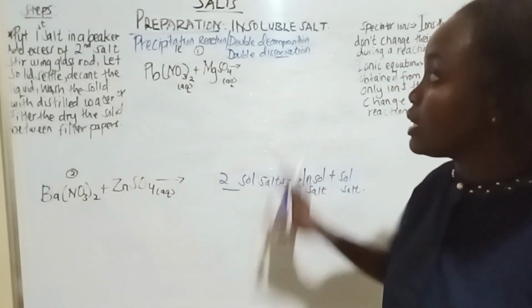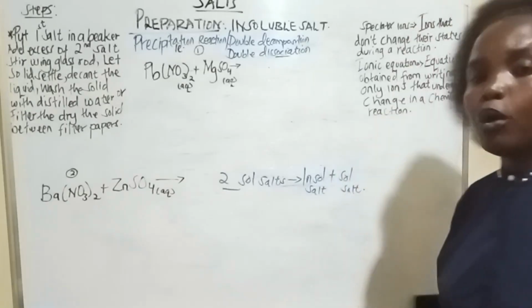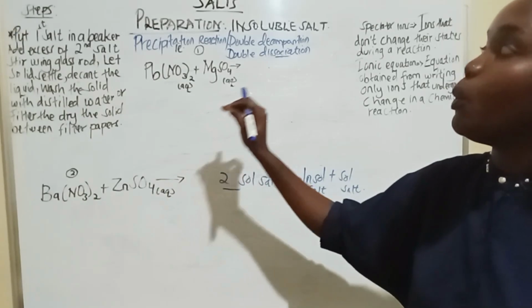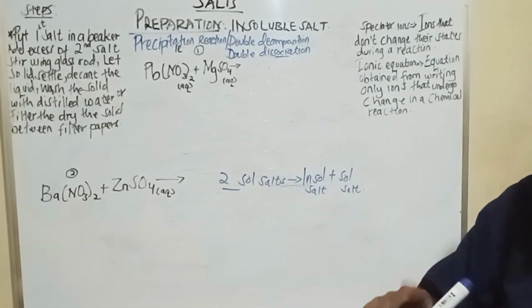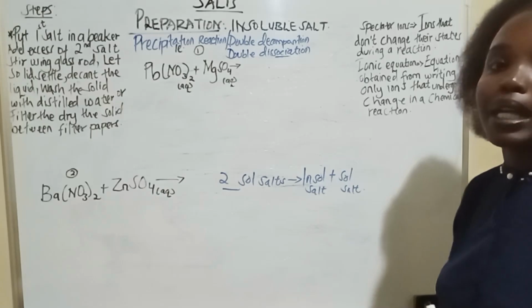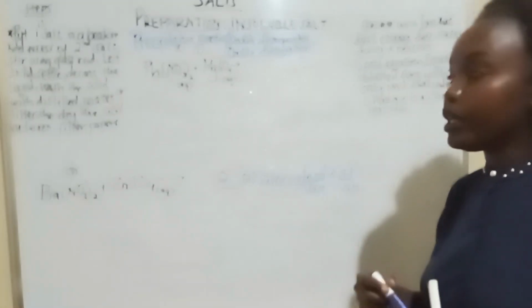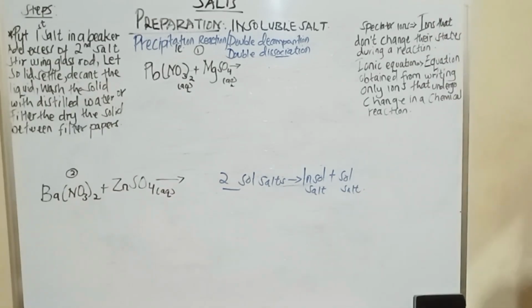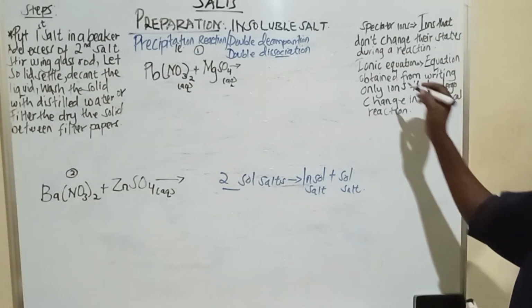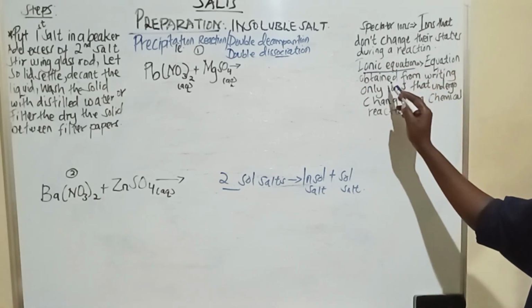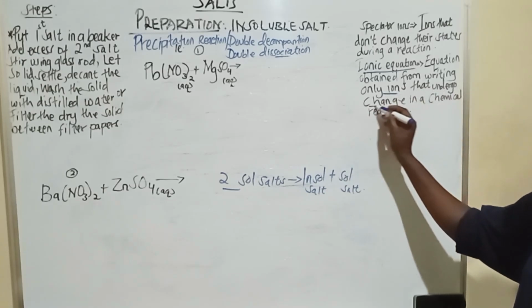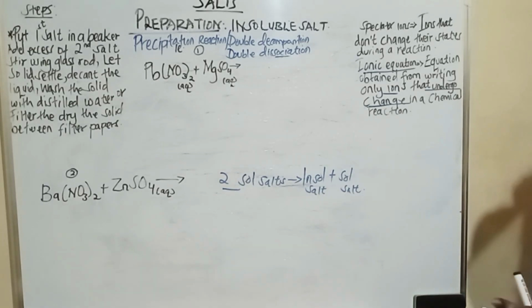Now, in formation of an insoluble salt, what is expected of you? You're expected to know how to write the equation of the respective insoluble salt that has been formed, and you're also expected to write an ionic equation of the formation of that salt. Now, what is an ionic equation? An ionic equation is an equation obtained from writing only the ions that undergo change in a chemical reaction.